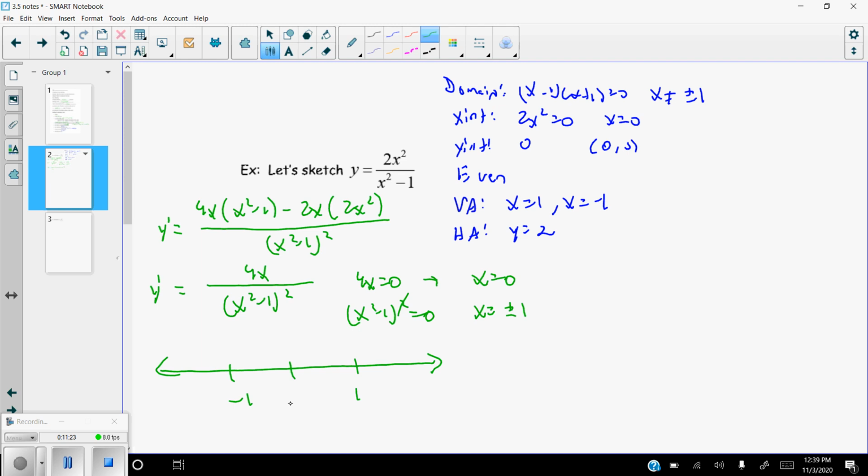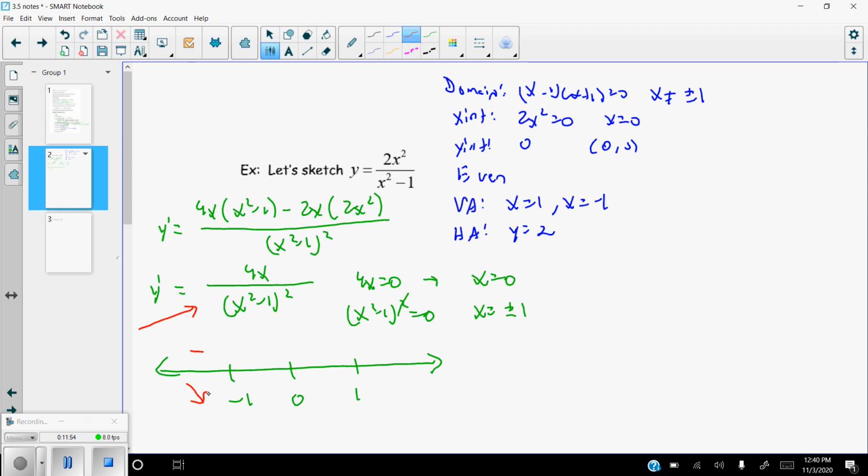Negative 1 and 0. Okay, so now let's figure out intervals of increasing and decreasing. Again, go to the most simplified form of your derivative. It's usually the easiest one to use. So I'm going to take something like negative 2, and I'll plug it in. If I plug a negative 2 on the top, it's going to be a negative value. If I plug negative 2 into the denominator, it's going to be positive because I'm going to end up squaring it. So it's a negative over a positive, which is a negative. So the function is decreasing.